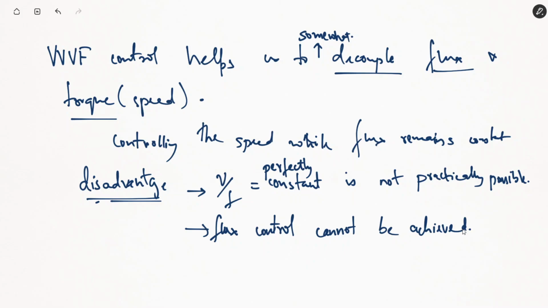इसमें आपका flux constant रहेगा खाली. So if we are actually trying to control the flux using variable voltage, variable frequency control, you cannot achieve the flux control. The flux will always remain constant using the variable voltage, variable frequency control. And if flux is constant, that means our efficiency will not be optimized in the system.